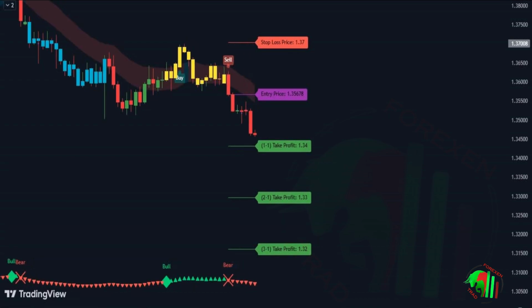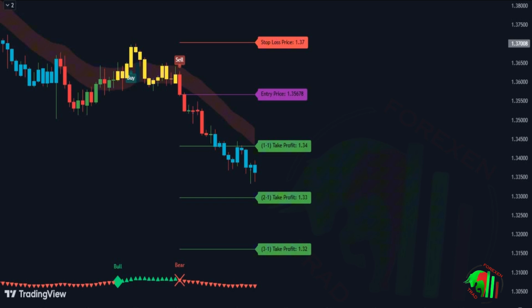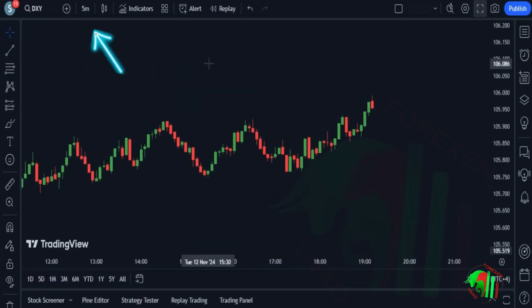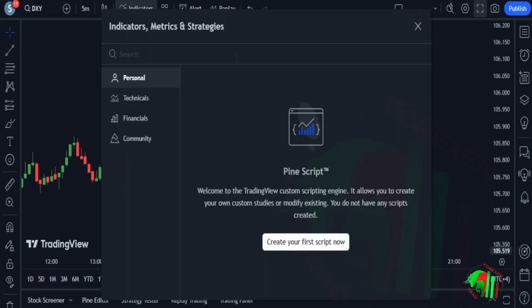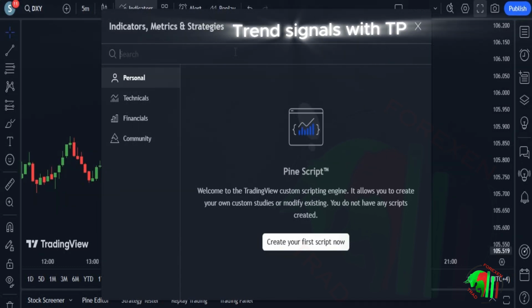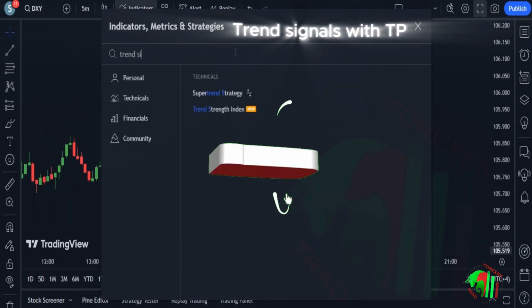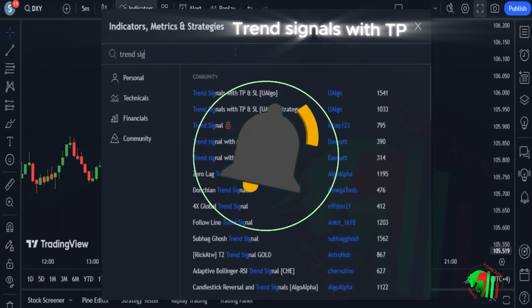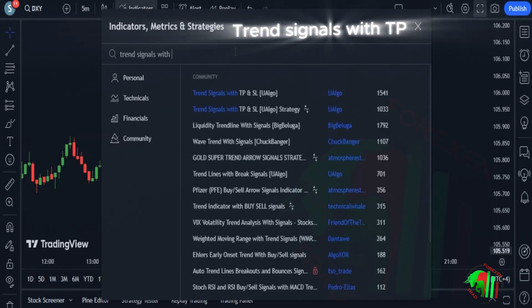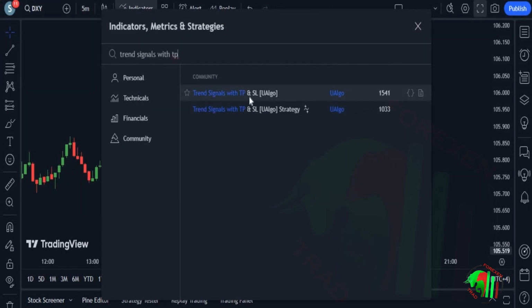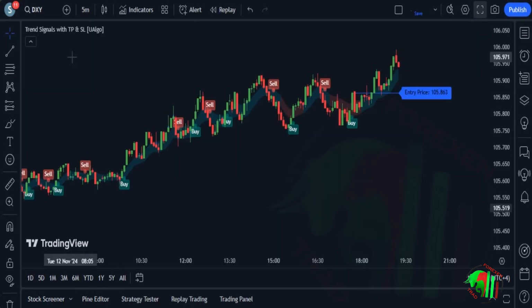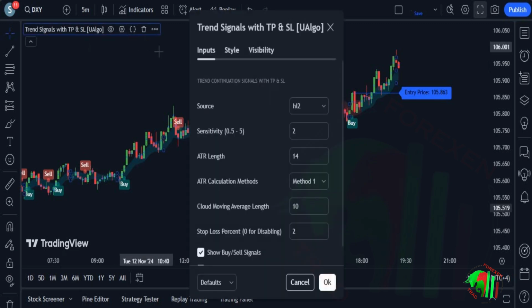Now I will show you how to trade using the scalping indicator. Let's start the video. We will start by opening a 5-minute chart. Then, we'll search for the trend signals indicator in the search box. After that, we'll adjust some settings. Set the ATR length to 10. Set the cloud moving average to 6. Set the stop loss to 0.05.